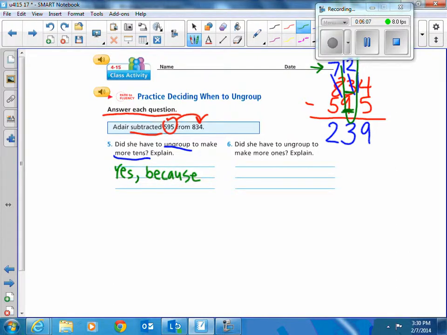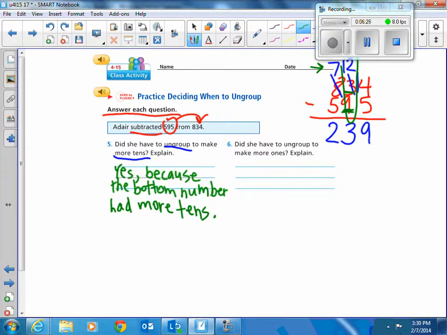Yes, because the bottom number had more tens.